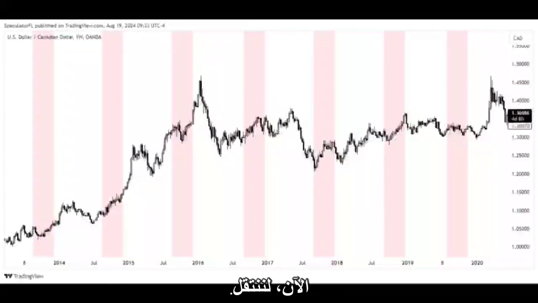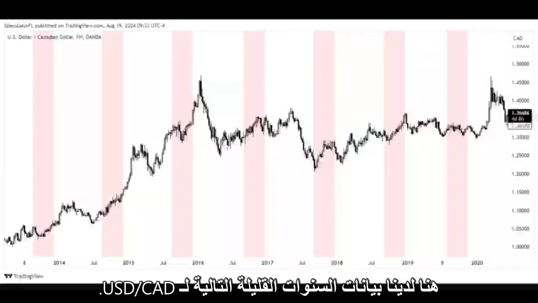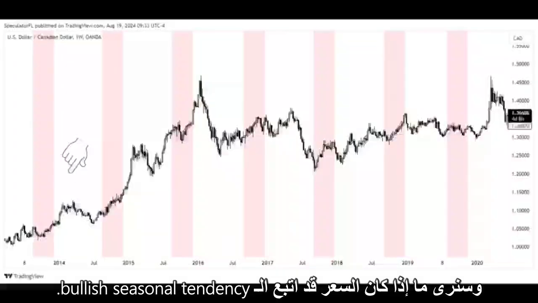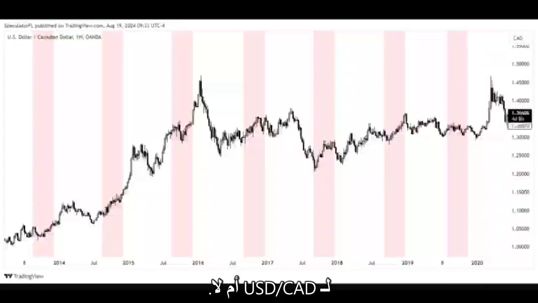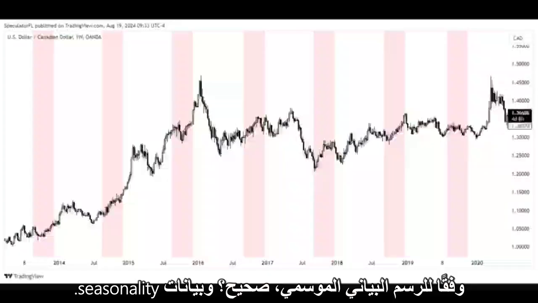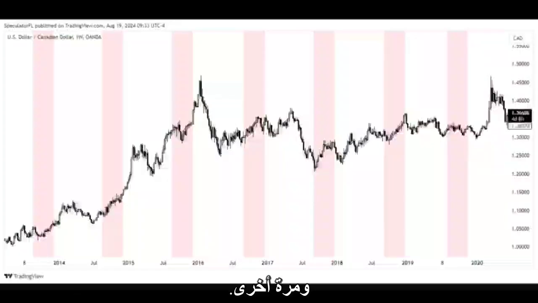Now moving on, here we've got a few years of data for USD CAD, and we're going to see the same time window of September to December, and see if price did follow the bullish seasonal tendency for USD CAD or not. Now we know that USD CAD is predisposed and prone to go higher from September to December according to the seasonal chart, in the seasonality data. And now let's see if that holds true.